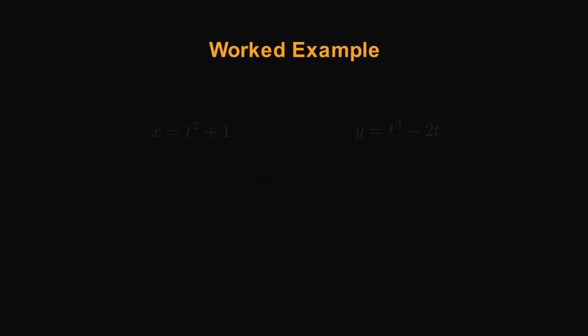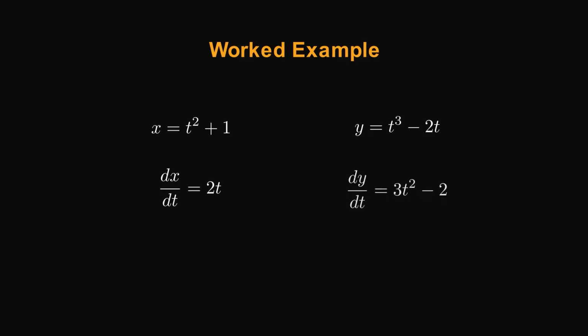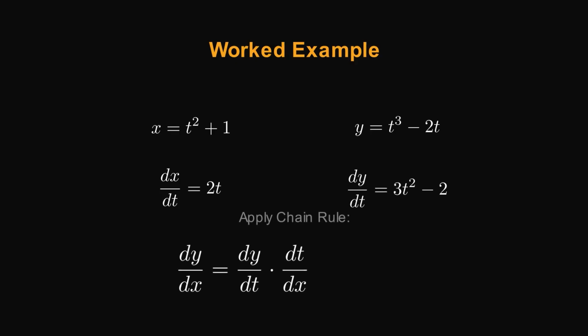If we take a worked example here, and we say x is equal to t squared plus 1 and y is equal to t cubed minus 2t, we can say that dx by dt is equal to 2t, whilst dy by dt is equal to 3t squared minus 2. So as a result, dy by dx is equal to (3t squared minus 2) over 2t. As a quick warning, sometimes they might ask for dy by dx in terms of x.